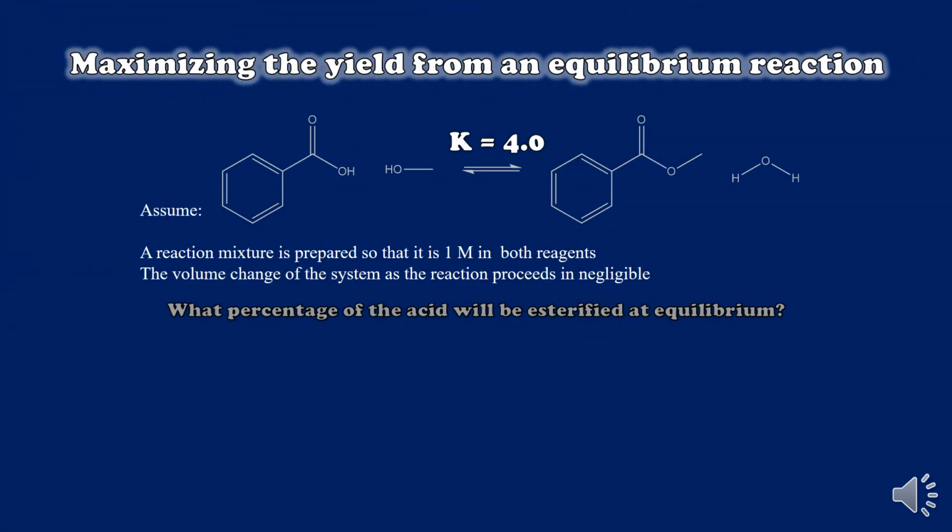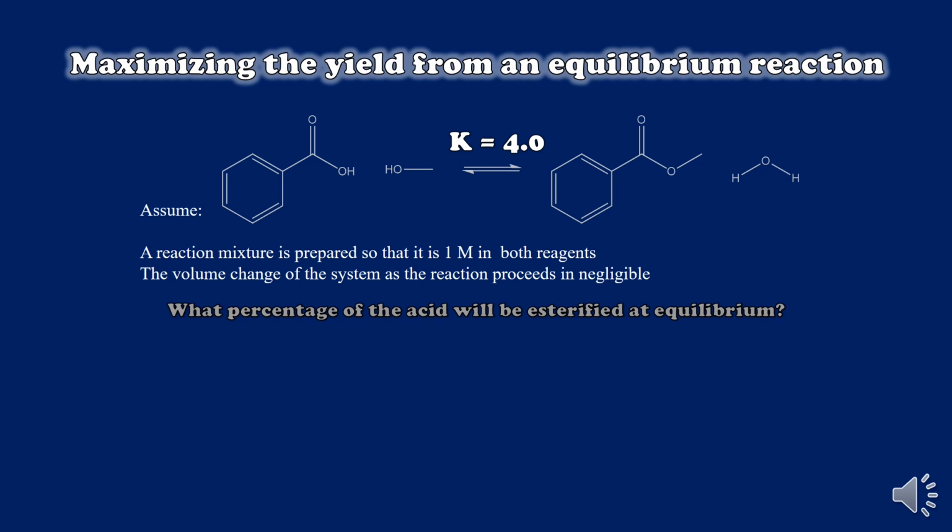We're going to answer this question about how we can maximize our yields from equilibria using a fairly simple Fischer esterification reaction shown here. This is the reaction of benzoic acid with methanol, again under acidic conditions, to create methyl benzoate and water.